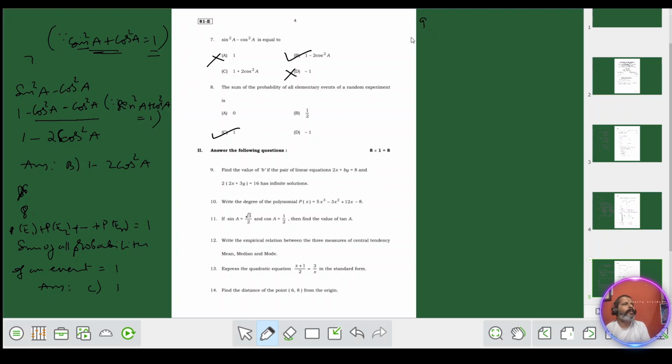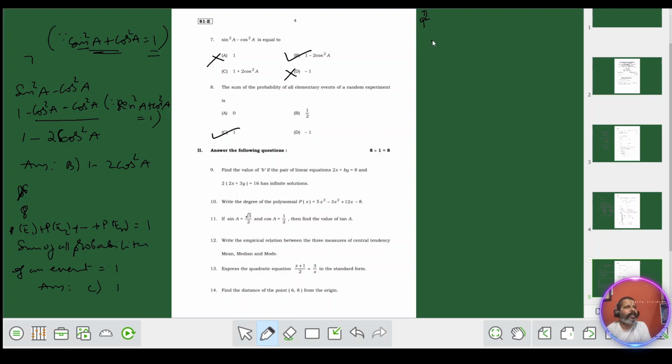Ninth one. Find the value of B if the pair of linear equations has infinite solutions. Please remember the table which I always tell. If you are not aware of that, please visit my page where I explain the linear equations in two variables chapter. Every video in that starts with that table. Three conditions are there based on the coefficient ratios for two lines. Based on that, they have asked this question.